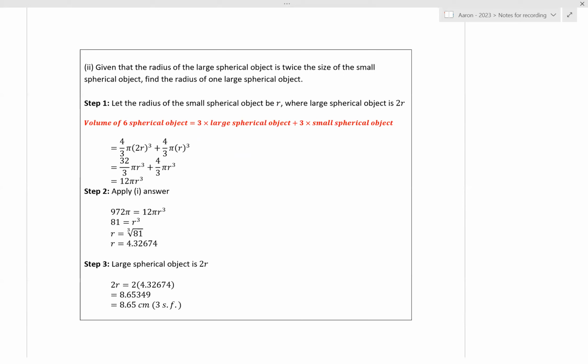Then you work out your formula, because I expressed both of them in terms of r already. Your formula for the volume of six spherical objects: calculate the volume of two different spheres, three each. So you got 4/3 times pi (2r) cubed plus 4/3 times pi r cubed. This one is for the large sphere. This one is for the small sphere.